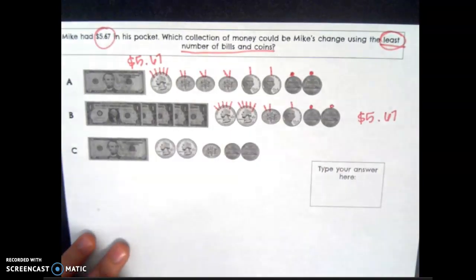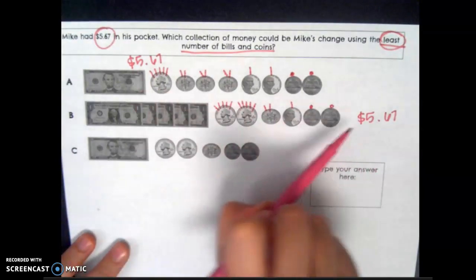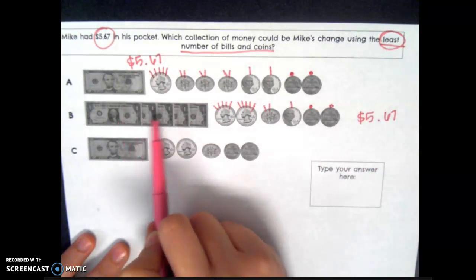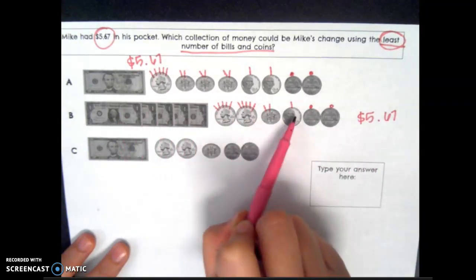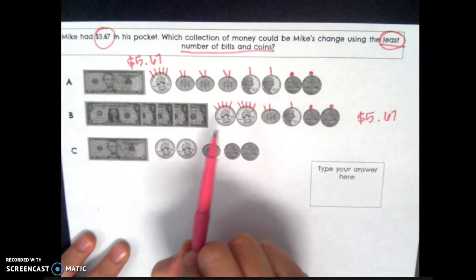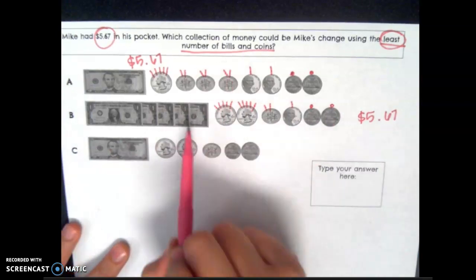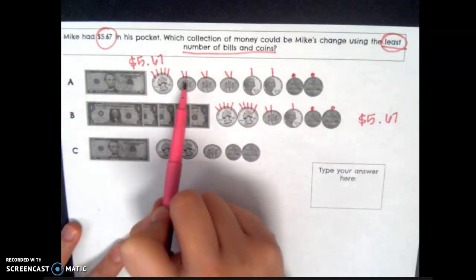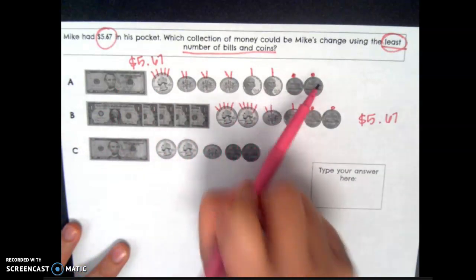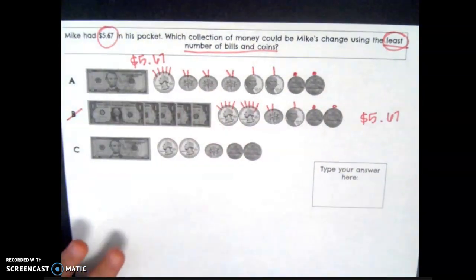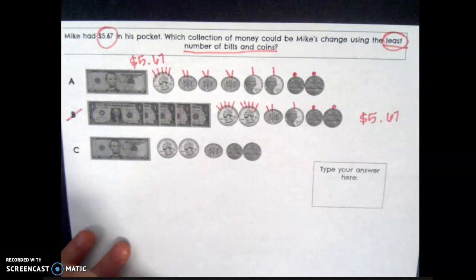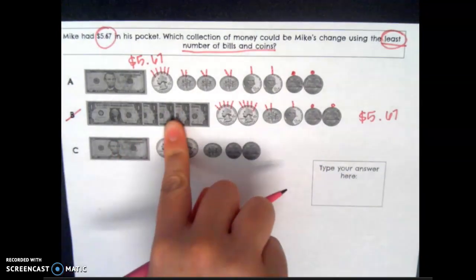Well, these are both the same amount of money, but this has 1, 2, 3, 4, 5, 6, 7, 8, 9, 10, 11 pieces of money, whether that's bills or coins. This one has 1, 2, 3, 4, 5, 6, 7, 8, 9. So I can already count that one out because it uses more pieces of money.